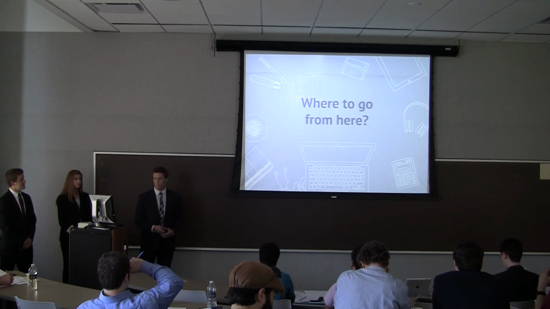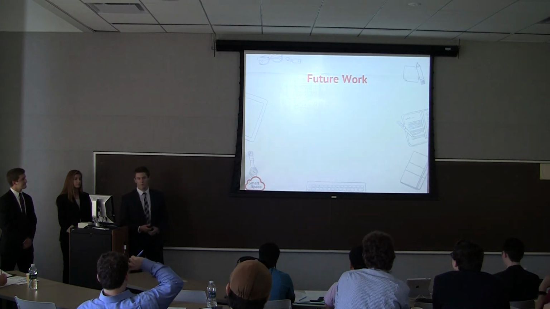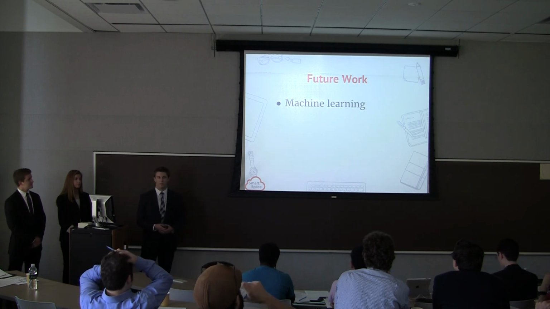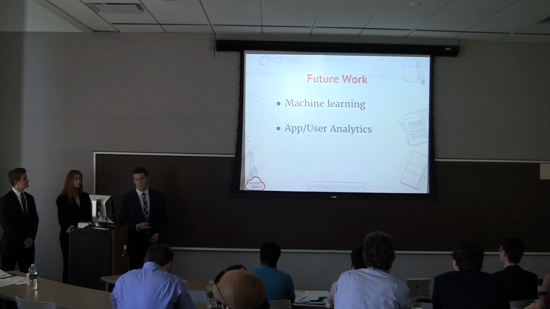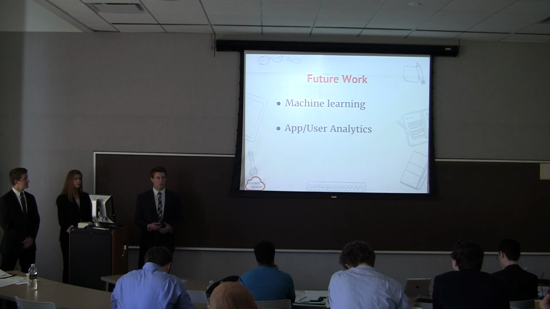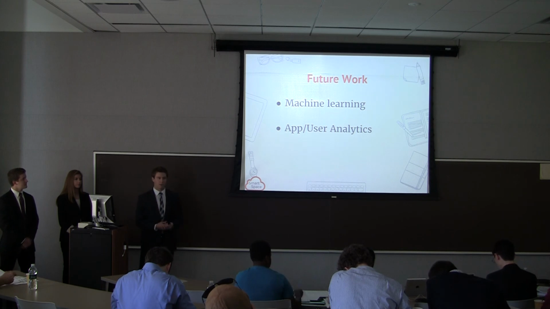So, given all of this, where do we actually go from here? What are the next steps for our products? So, first off, we'd like to take advantage of some aspects of machine learning so that we can provide recommendations to students based off of their previous study habits. Secondly, we'd like to take advantage of app and user analytics, and by that I mean, where are students actually going on the website and clicking? Which room are they looking to check out first? If that room is full, which room do they check out second?